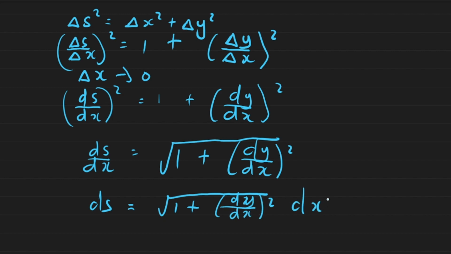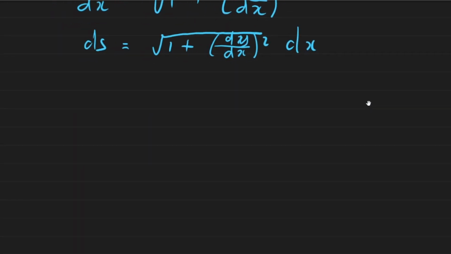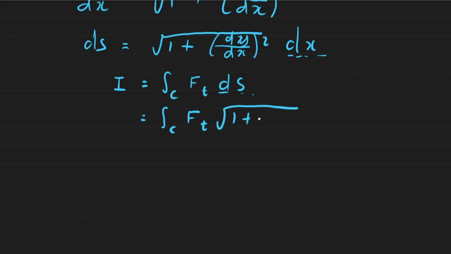If we substitute this into our line integral, what we're left with is that I, which is initially equal to the function times ds, has this ds replaced by an expression now in terms of dx. So it becomes f(t) multiplied by the square root of 1 plus (dy/dx) squared, times dx.